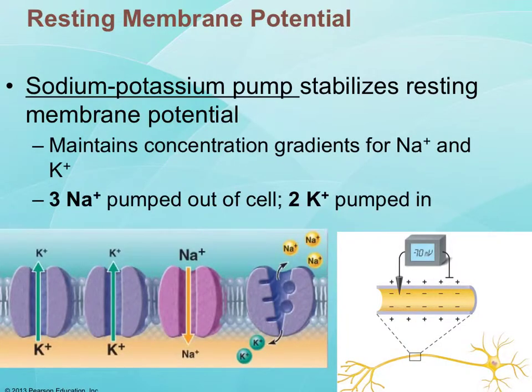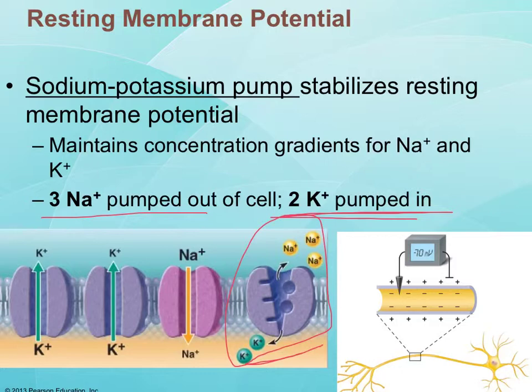At the same time, the sodium-potassium pump stabilizes the resting membrane potential. This pump uses ATP. Every time it consumes 1 ATP, it will pump out 3 sodium and pump in 2 potassium. So it maintains the gradient of sodium and potassium, and makes sure there's high potassium inside and high sodium outside. That gives our resting membrane potential, which is around negative 70 millivolts for neurons.